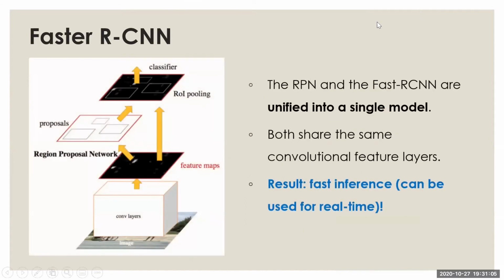If you see the picture here, we have the region proposal network, and then we also have the RCNN. It looks like we have 2 models, right? But in reality, the 2 models are unified into a single model. Both of these models share the same convolutional feature layers, or the same feature vector, so they're very efficient. As a result, inference with faster RCNN is quite fast, and some people even use it for real-time applications. Accuracy is also fine. So this is why faster RCNN is the go-to RCNN algorithm if you want to do object detection right now.